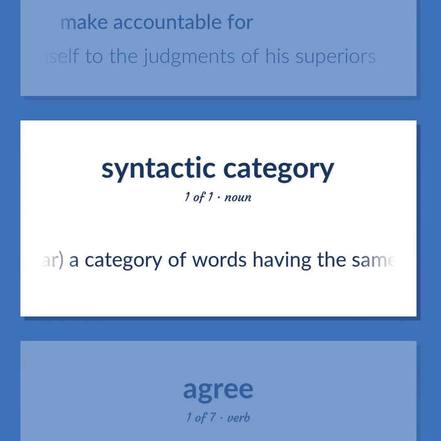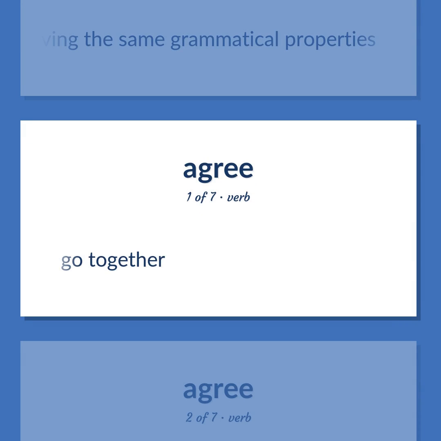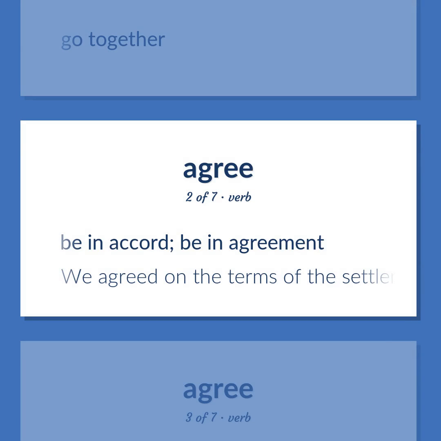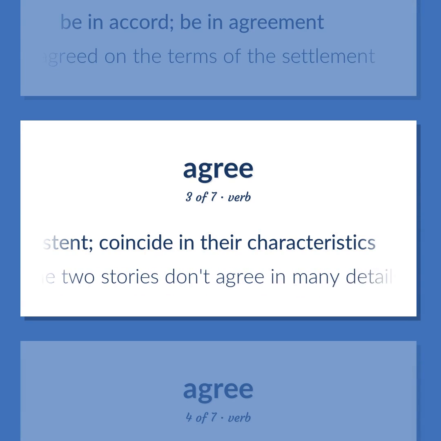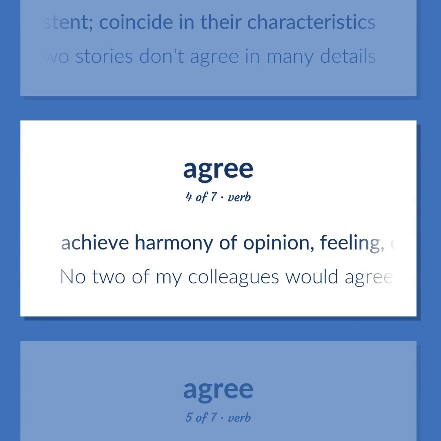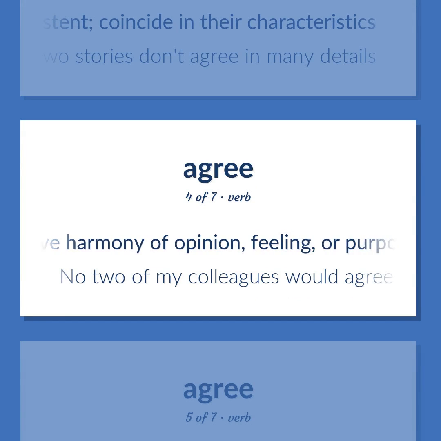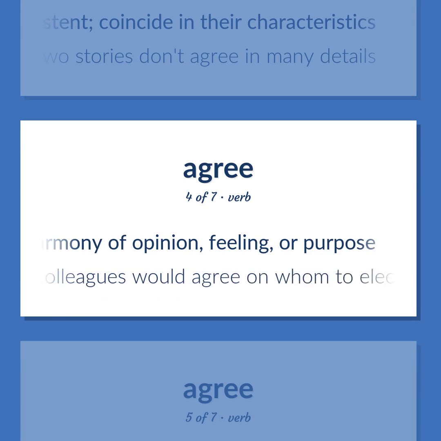Grammar: a category of words having the same grammatical properties. Go together. Be in accord, be in agreement. We agreed on the terms of the settlement. Be compatible, similar or consistent, coincide in their characteristics. The two stories don't agree in many details. Achieve harmony of opinion, feeling, or purpose. No two of my colleagues would agree on whom to elect chairman.